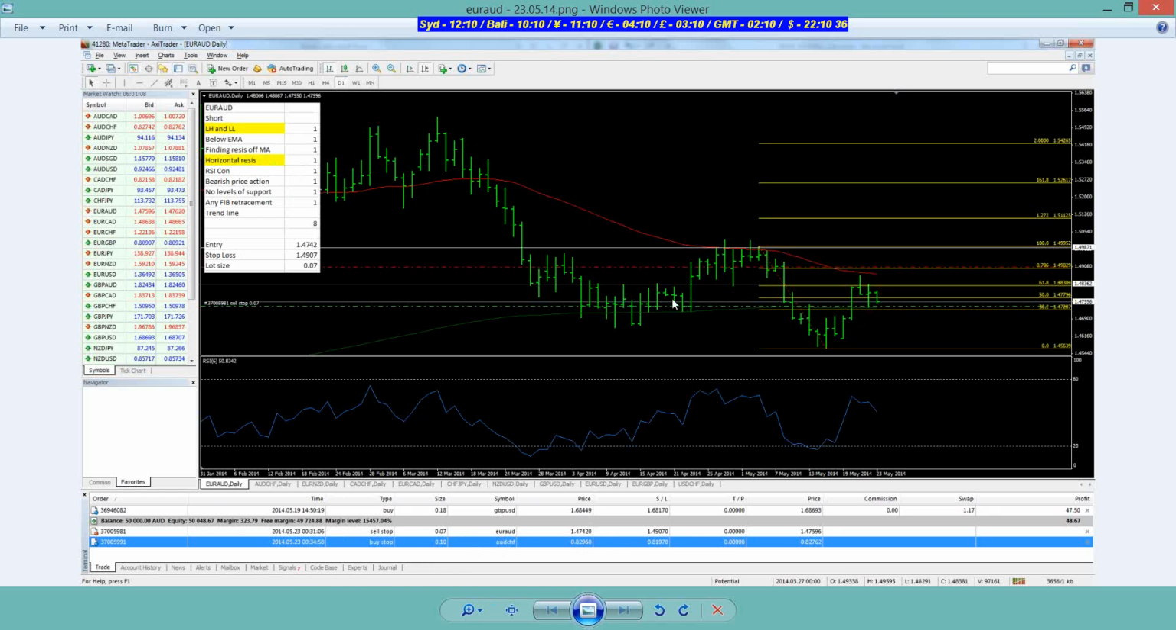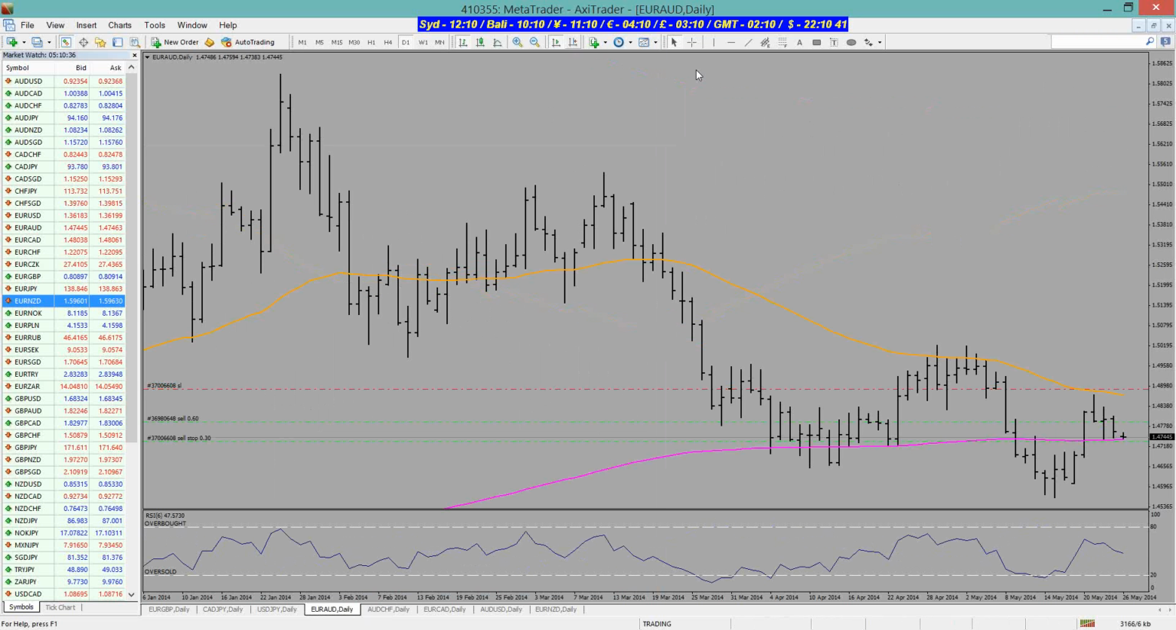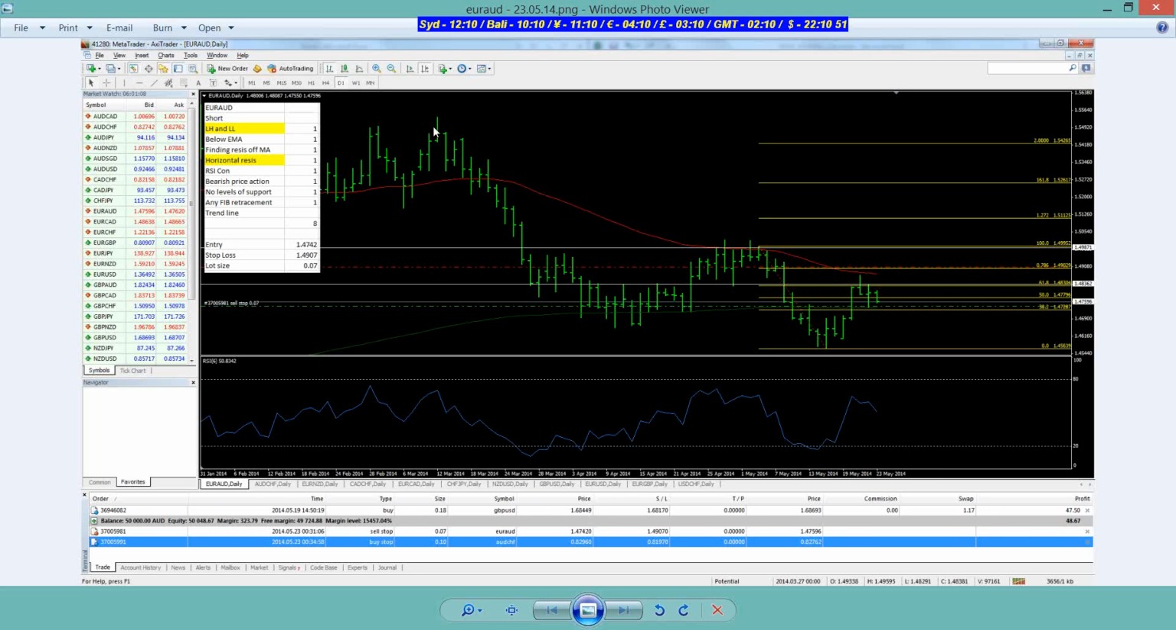Was there a trend line if you'd link these up? Can't remember. Don't think so. Yeah, it was. So there's another thing you could have added on the list.